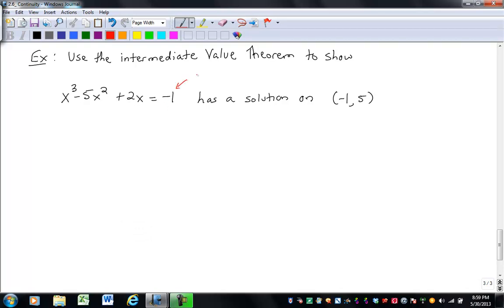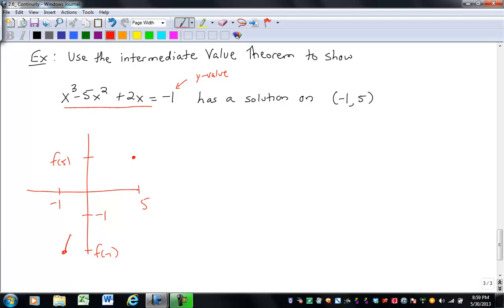We think about this solution as the y value, because y equals that function. So if I look at this function and think about it as y equals, what the intermediate value theorem says is that if between negative 1 and 5 I can find a y value lower than negative 1 at one of these places, and a y value bigger than negative 1 at another one of these places, since the function is continuous, it has to cross negative 1 somewhere. And that place will be where the solution is.